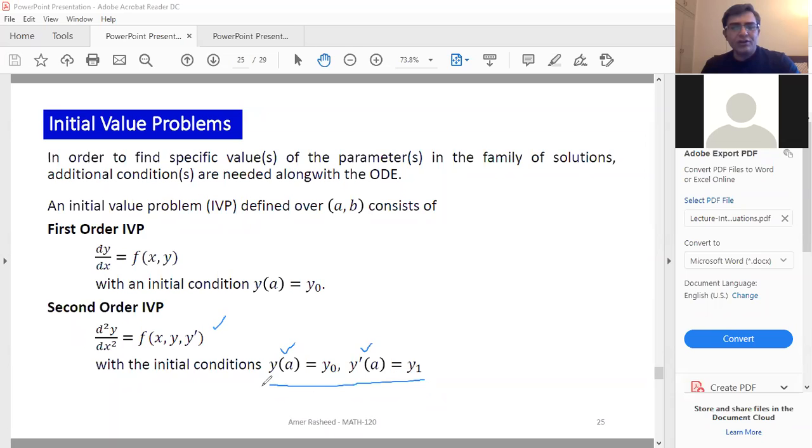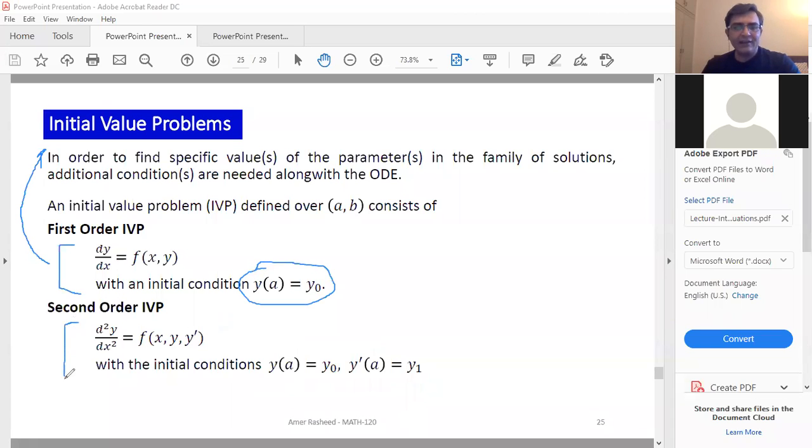So these two conditions will help us to find two constants of integration in the solution of this second order differential equation. This is how we can define these kinds of problems. This first one is called an initial value problem, because there is an additional condition on the initial value of the domain. That's why we call it an initial condition.